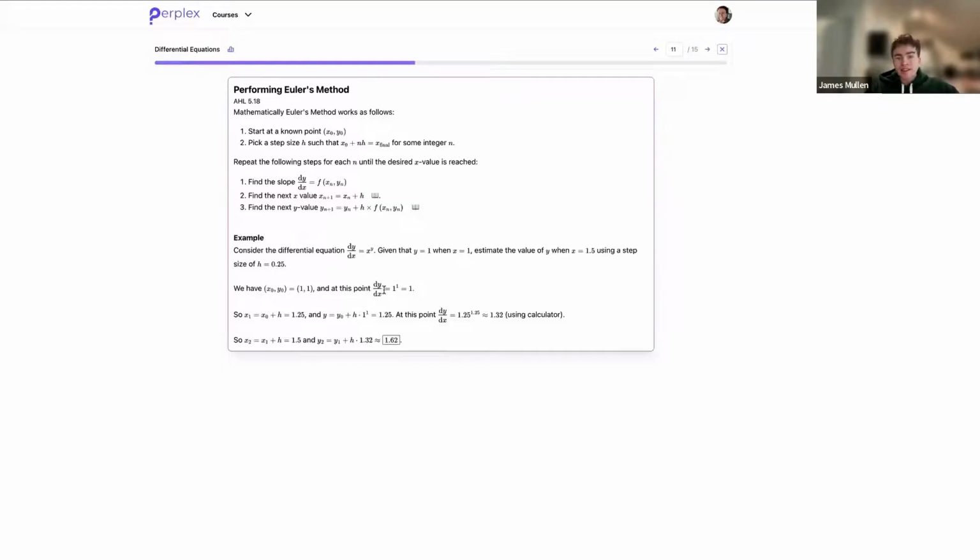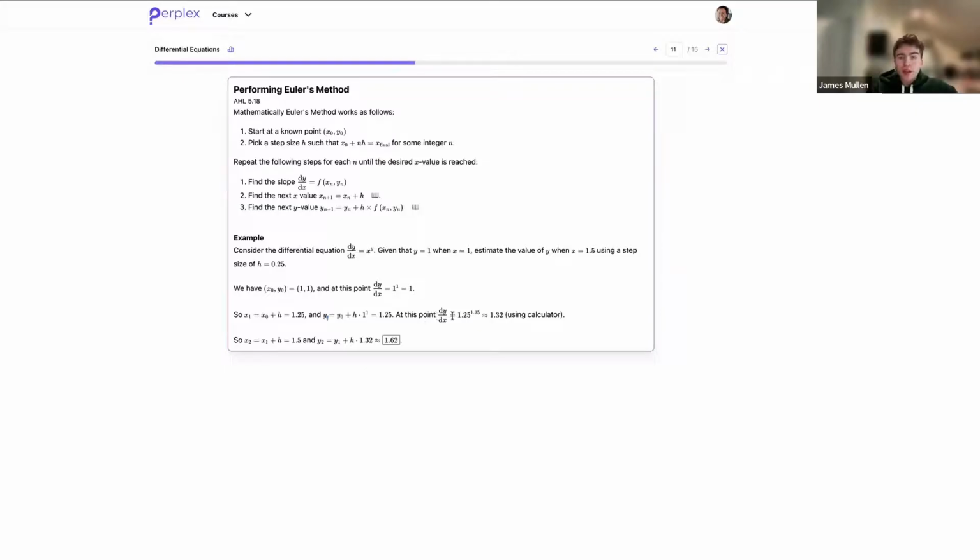And I find dy by dx at that point by plugging in 1 and 1, and that gives me 1. So the slope starts off as 1, which means my x1 is going to be x naught plus h. It's going to be 1.25. And then the next y, y1, is going to be y naught, the starting y, plus my step size times the slope. It's also going to be 1.25.